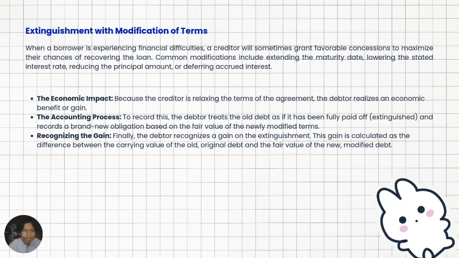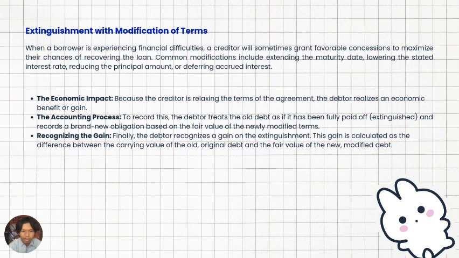So, when a borrower is experiencing financial difficulties, a creditor will sometimes grant a favorable concession to maximize their chance of recovering the loan. Common modifications include extending the maturity date, lowering the stated interest rate, reducing the principal amount, or deferring accrued interest. First, the economic impact. Because the creditor is relaxing the terms of the agreement, the debtor receives an economic benefit or gain.